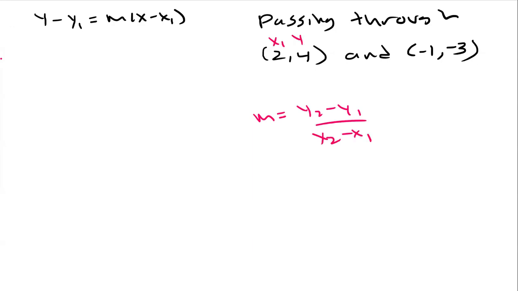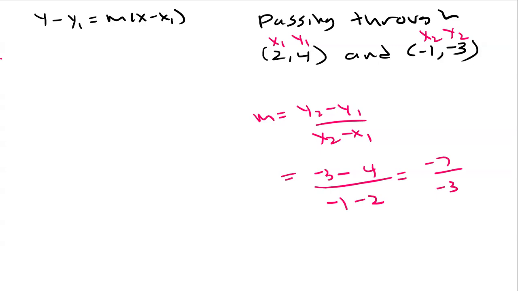So here's our x1, y1. Here's our x2, y2. So I plug it in there, I get -3 minus 4 divided by -1 minus 2. So that gives us -7 on top and -3 on the bottom. So that gives us 7/3 as our slope. So I'm going to put 7/3 here.